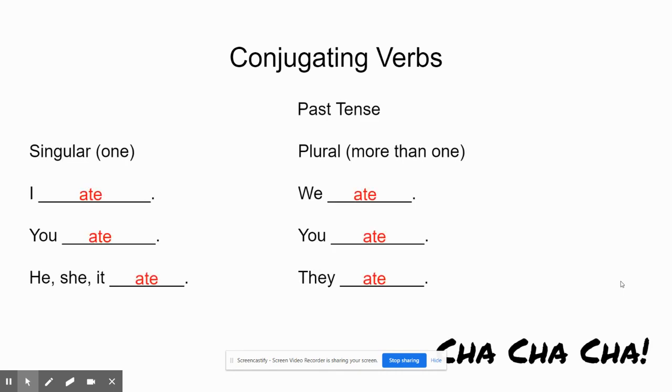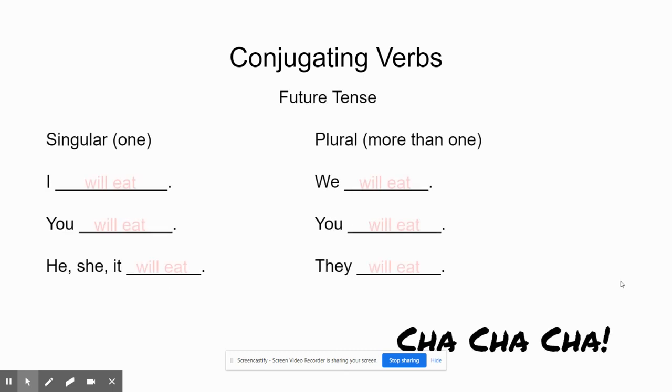I ate, you ate. He, she, it ate. We ate, you ate, they ate. Cha cha cha. I will eat, you will eat. He, she, it will eat. We will eat, you will eat. They will eat. Cha cha cha. How'd you do? We could do that with any verb. So, scholars, we will definitely be conjugating verbs again.